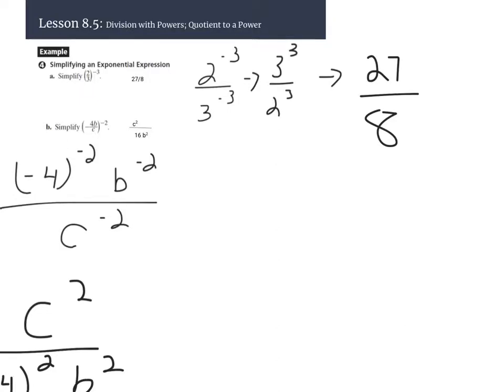All right, in our next example, we've got negative 4b. It's kind of hard to see that negative out in front there. That's why I encourage you not to write your negative signs in front of your fractions. So notice how I've moved that negative to be with the 4, okay? And I've got negative 4 to the negative second power, and then b to the negative second power, and then c to the negative second power. Again, I've distributed that negative 2 to every piece of the numerator and the denominator.